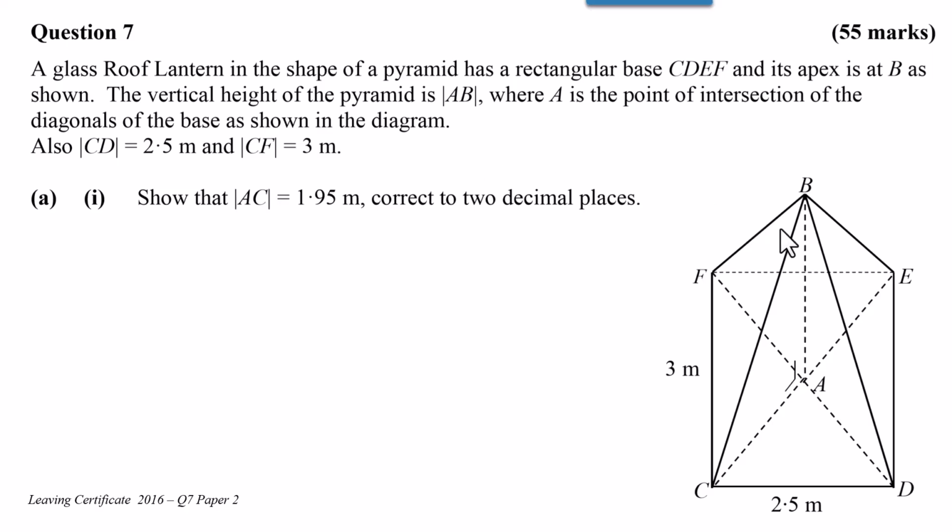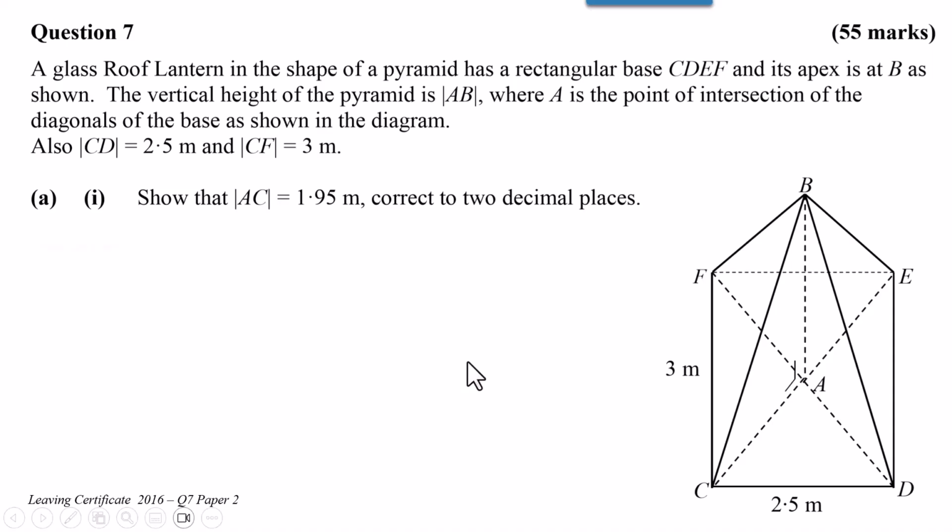The vertical height of the pyramid is given as AB, where A is the point of intersection between the diagonals at the base of the lantern. And we're also told that CD is 2.5 meters and CF is 3 meters. And we're asked to show that the length AC is equal to 1.95. Now, many three-dimensional trigonometrical problems involve taking out right-angle triangles from the model and solving these triangles.